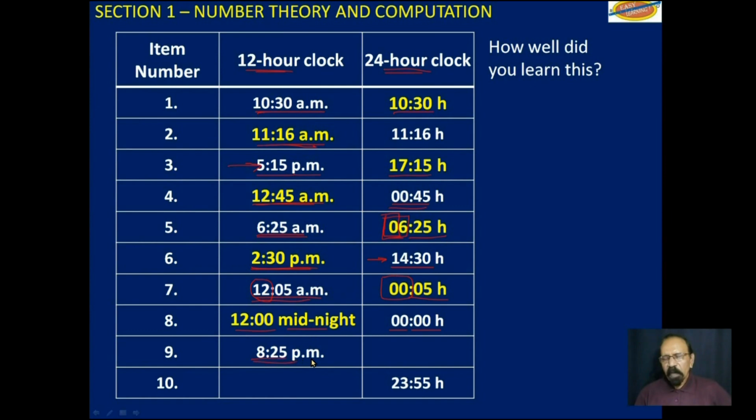8:25 p.m., that's past 6 o'clock in the night. So we will add 12 to that 8, and we will get 20:25 hours. And finally, 23:55 hours, that's almost midnight. A few minutes short of 12. So we will subtract 12 from that 23, and we get 11:55 p.m.